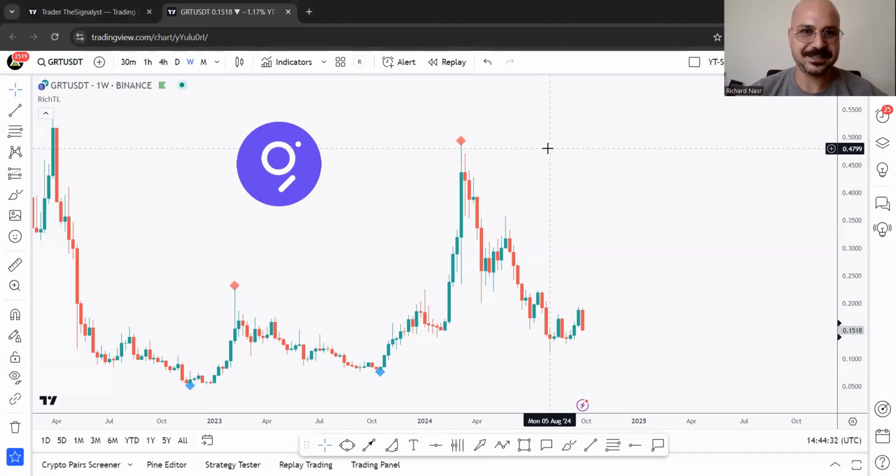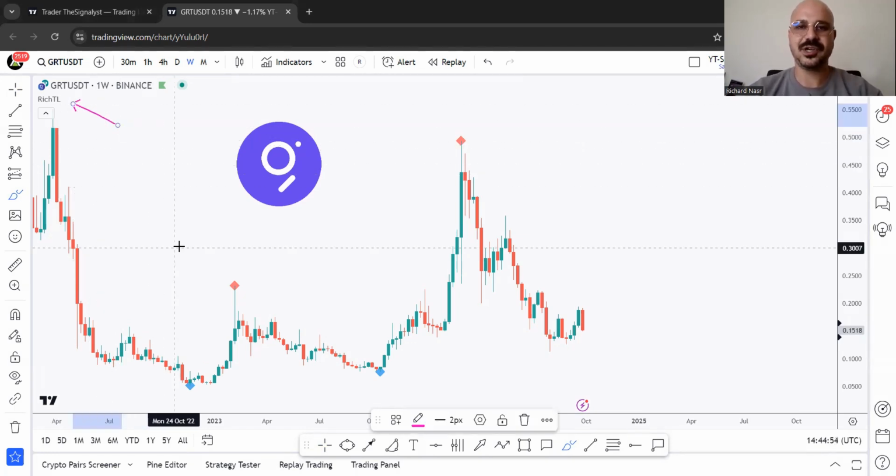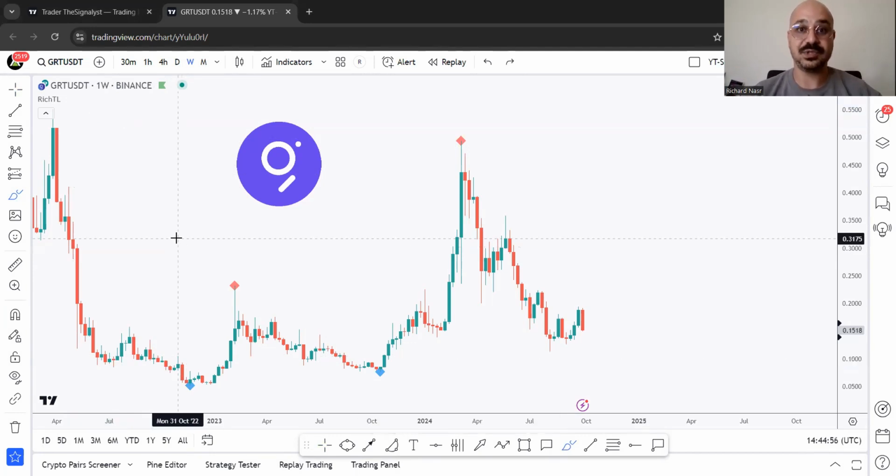So let's get started. As you can see, for today I've picked GRT, The Graph, but you can request any instrument, any asset in the comment section below. We've done previously a commodity, a forex pair, a stock, and so on. So this applies on any asset on any time frame, as you will notice. Of course, we have our baby RichTL on the chart to make our analysis in an objective manner, as you will see in a bit.